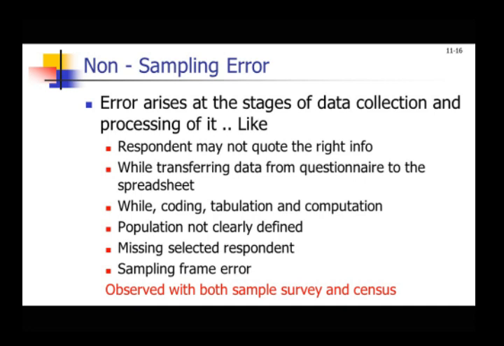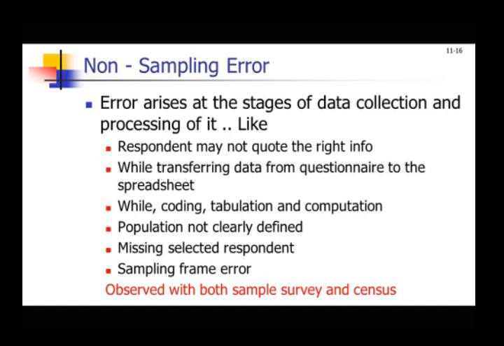Next is coding, tabulation and computation. Here the error is observed in the stage of processing of data. That may be due to various reasons like inadequate scrutiny of data, or probably publishing the tabulated results wrongly, or probably selecting ineffective graphs where the end result cannot be communicated, or the data is not perfectly set for analysis. The next reason would be the population not being clearly defined.